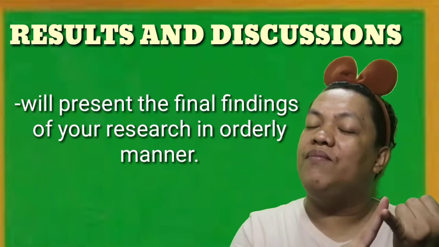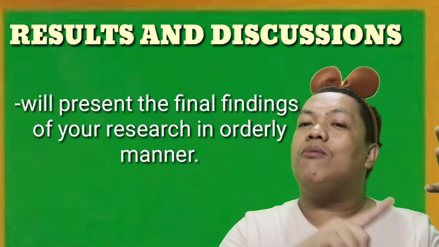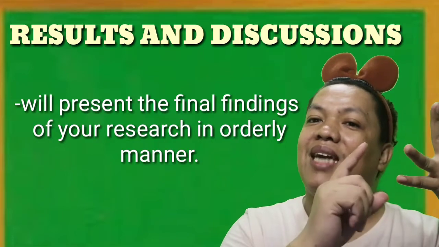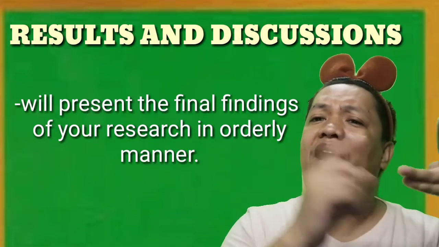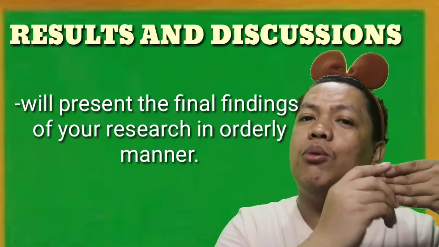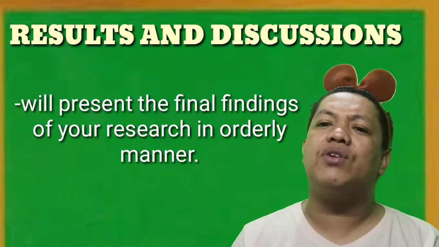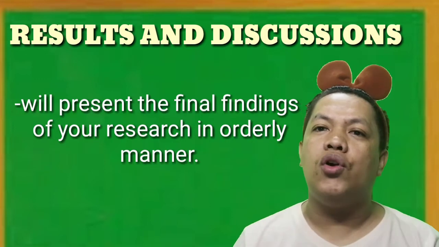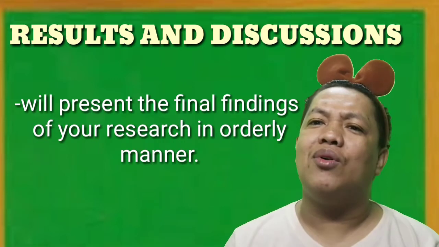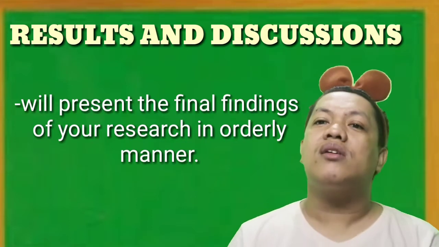Your objective 1, objective 2, objective 3, objective 4. Objective 1, state your findings of your objective 1. Second, followed by findings of your objective 2, findings of objective 3, and findings of objective 4. That's why presentation of the findings of your research should be done in an orderly manner. It's not that the first findings you will put are the findings of objective 4 followed by the findings of objective 3. Wrong.